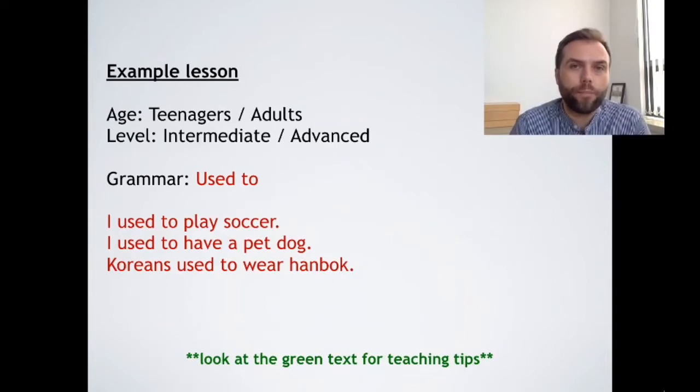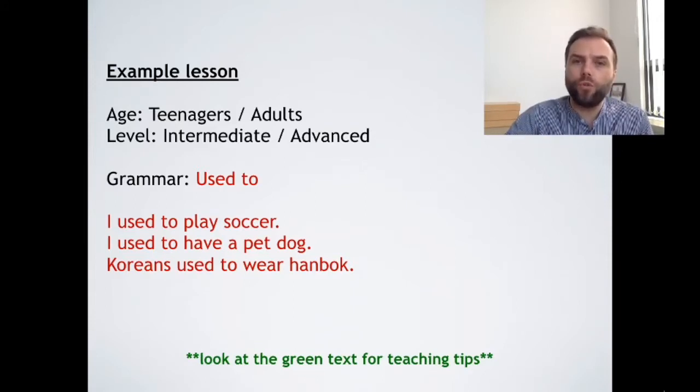Okay, and here are some example expressions you can see in red. I used to play soccer. I used to have a pet dog. Koreans used to wear hanbok. Okay, so those are the kind of expressions that this lesson is focused on. Now during the lesson, have a look at the green text that I've put on each slide. The green text gives you hints about what I'm doing and the reasons and purposes for different parts of the lesson. Okay, so let's get started.